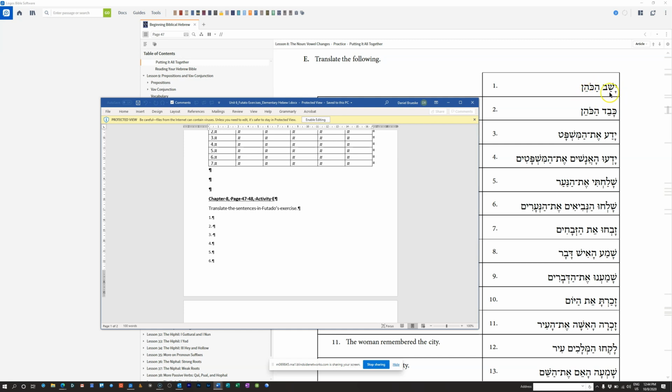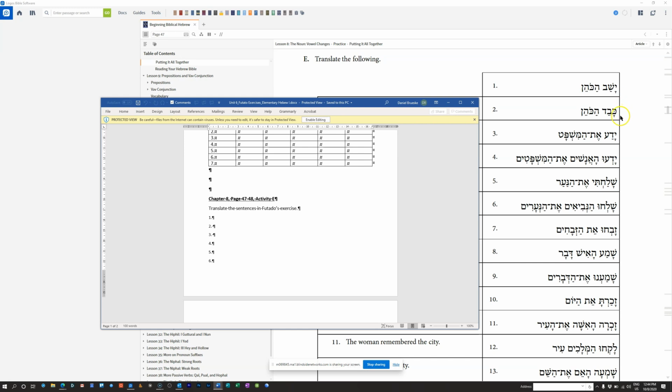We would translate this as "the priest dwelt," "sat." Depending on how you translate yashav, it's usually tied to the context. So we don't have any context, so you could say "the priest dwelt" or "the priest sat."